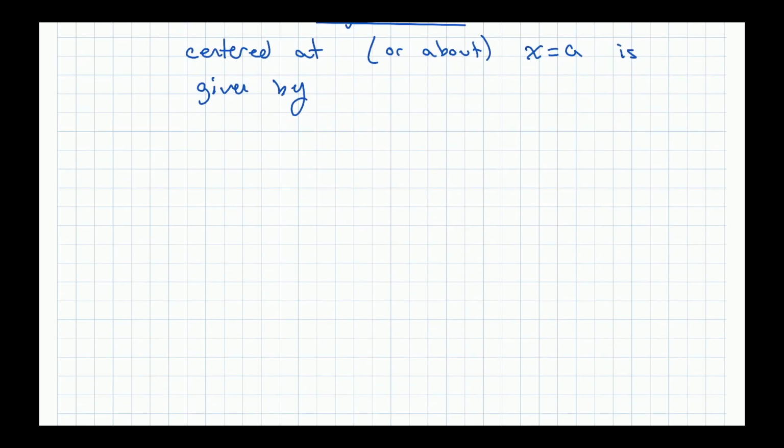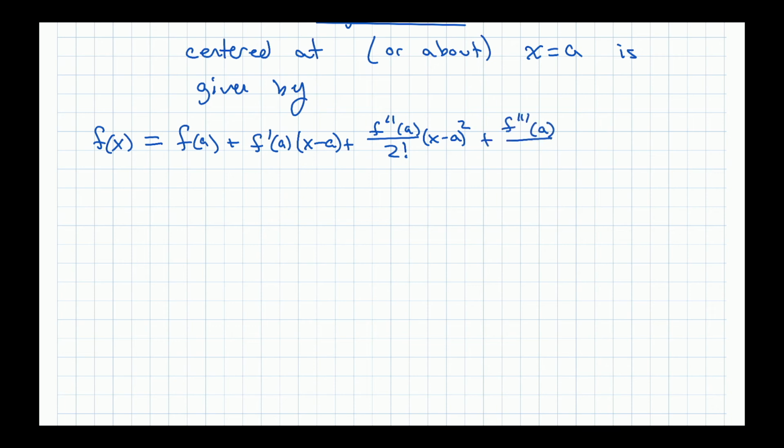All right, so here it is. f of x equals, and I'll talk about that in a second. So we have f of a, we know the formula, f prime of a times x minus a, f double prime of a over 2 factorial times x minus a squared, f triple prime of a over 3 factorial times x minus a cubed. And instead of stopping at n, you just keep going forever.